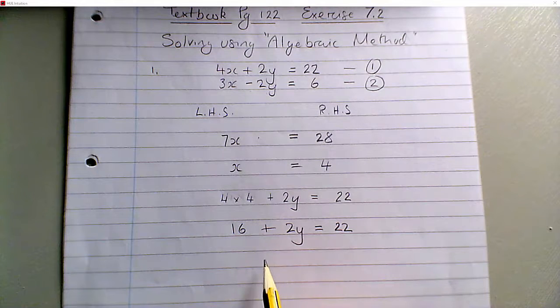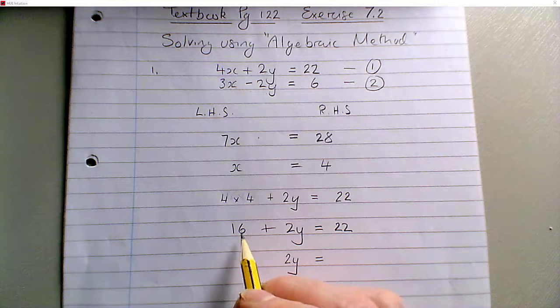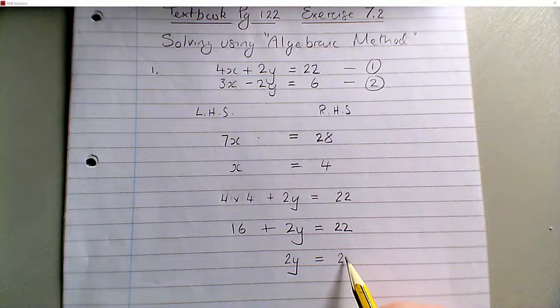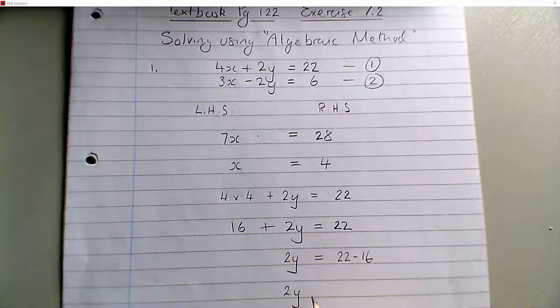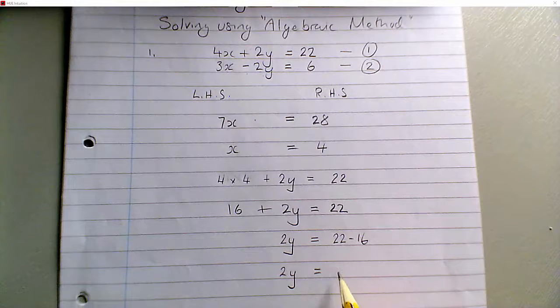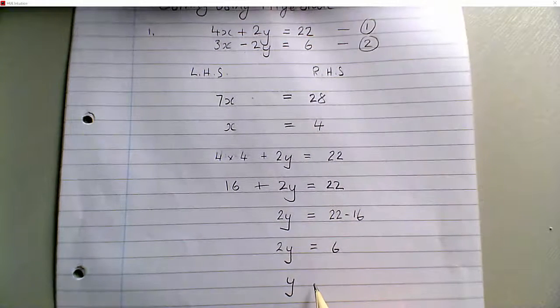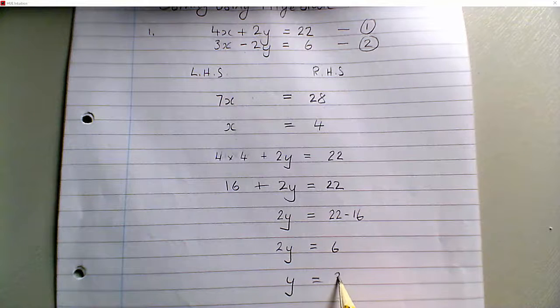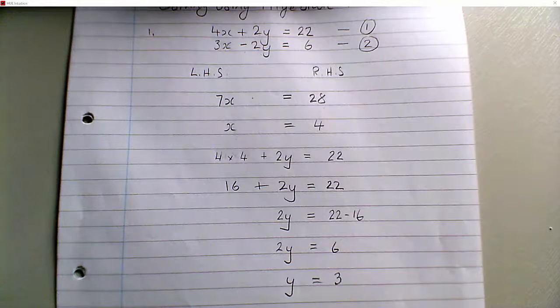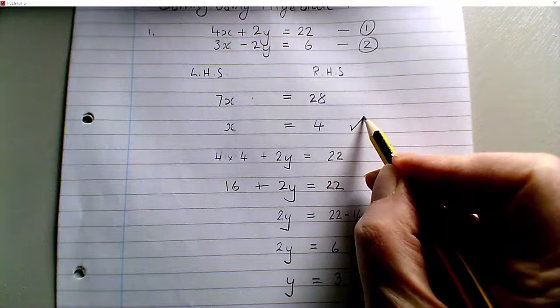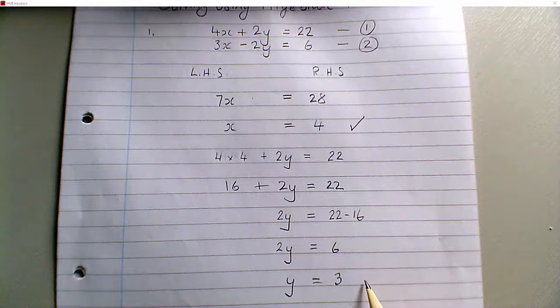Now we'll subtract 16 from both sides, so we get 2y equals, the 16 take away 16 will knock out that 16, 22 take away 16, or 2y equals 6. Divide both sides by 2 and y will equal 3. So we've got our two solutions then, x equals 4 and y equals 3.